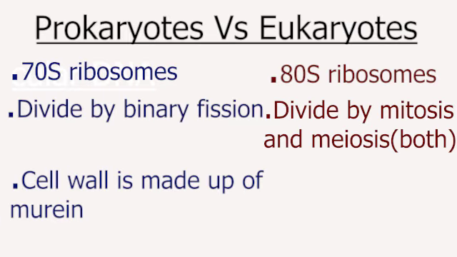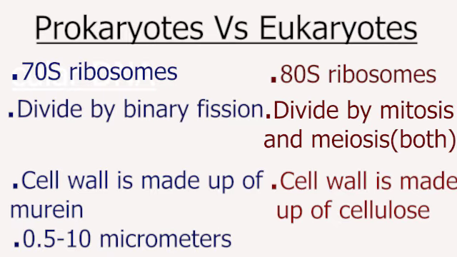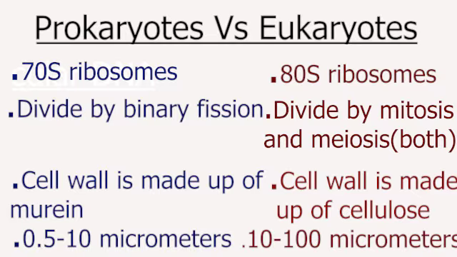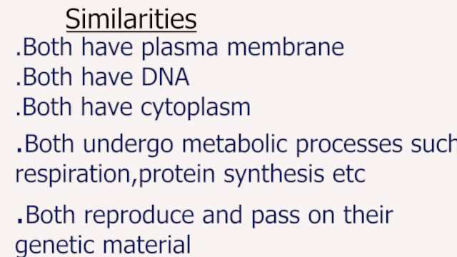Now, the cell wall in prokaryotes is made up of murein, whereas the cell wall in eukaryotes, particularly plant cells, is made up of cellulose. Prokaryotes range from 0.5 micrometers to 10 micrometers in size, whereas eukaryotes range from 10 to 100 micrometers in size. So prokaryotes are much smaller compared to eukaryotic cells. Now, those are the differences that I could come up with. You can go and search for more, but the similarities here are actually very direct, so you can study them by taking a screenshot for later. That is all I had to offer on prokaryotic cells and comparing prokaryotic cells and eukaryotic cells.